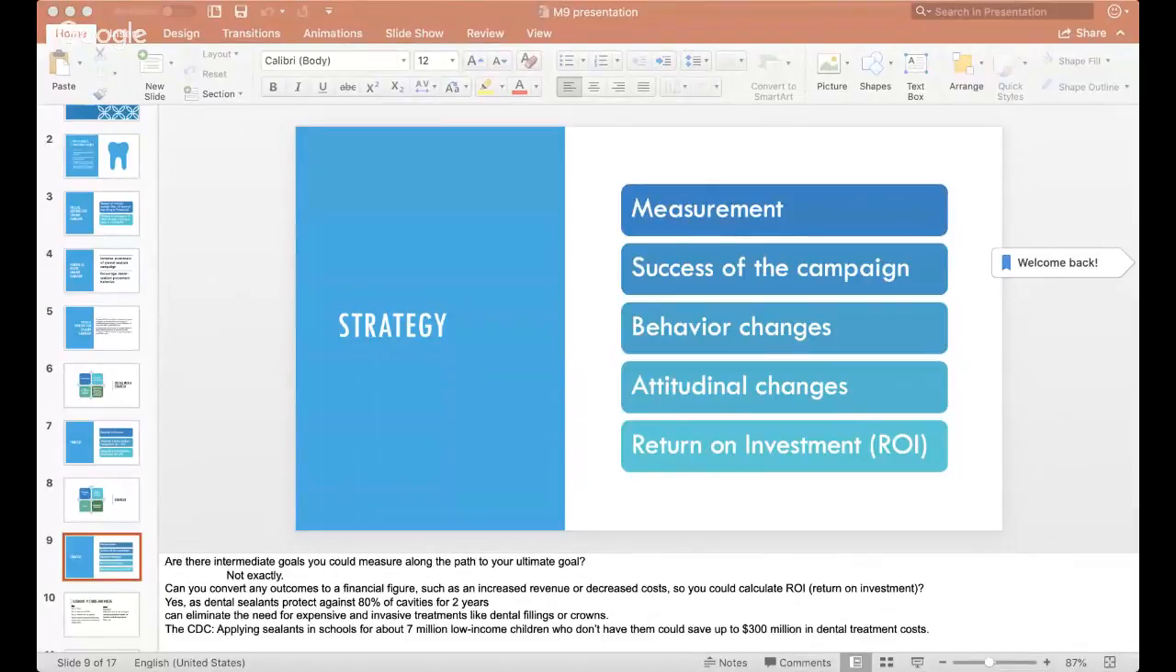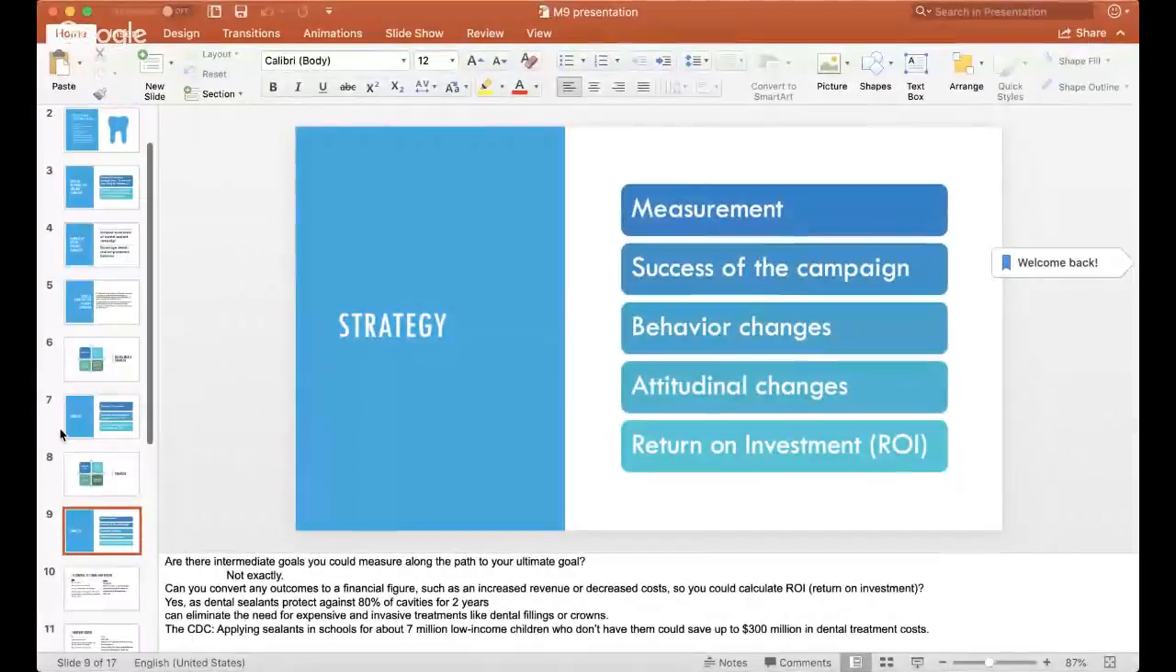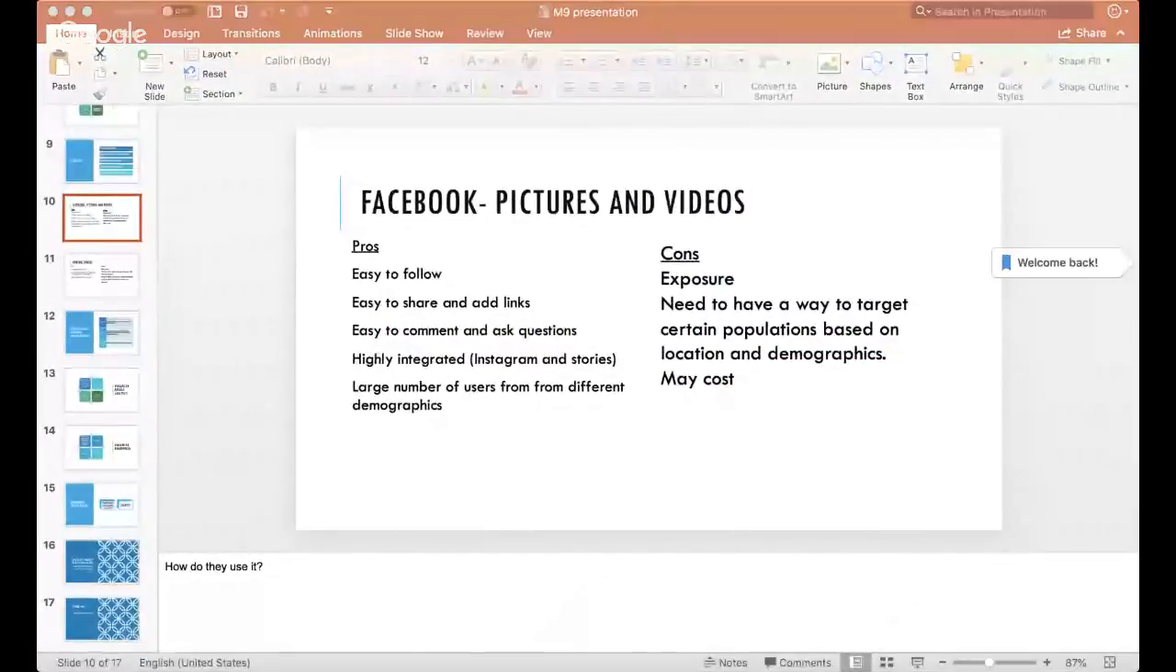It's seeing that dental sealants protect against 80% of cavities for 2 years. But that's just a time frame, not actually an investment or return. But based off the CDC, applying sealants in schools for about 7 million low-income children who don't have sealants can actually save up to 300 million in dental treatment costs, and that's very important because that's something a lot of these children do not have the resources for. And it's just nice to know that you can actually put a dollar value towards early preventative treatments that can have a really long lasting effect.